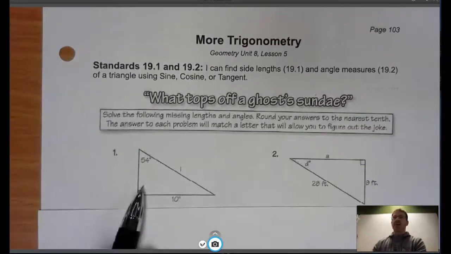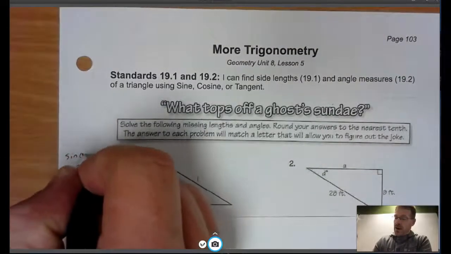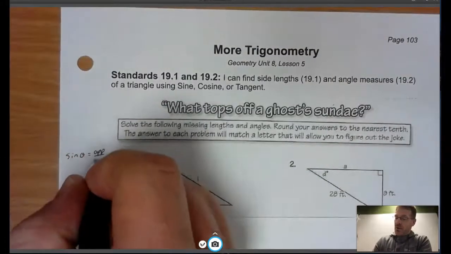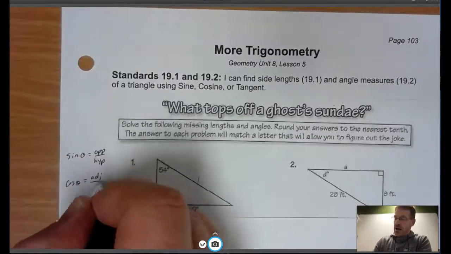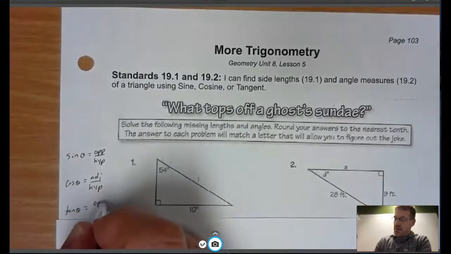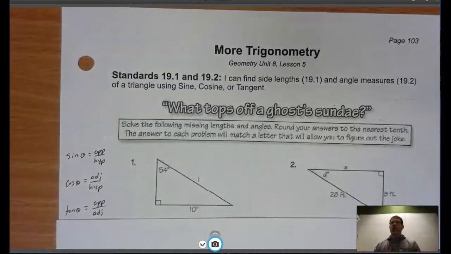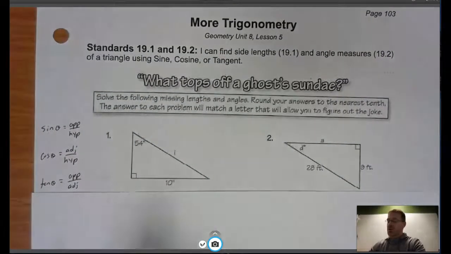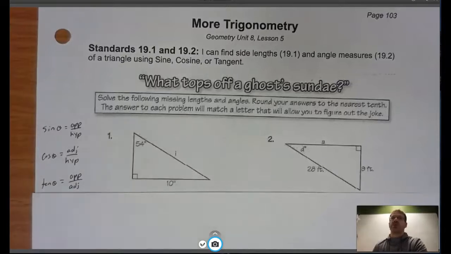Once again, remember that we have our three main trig functions, and I'm going to write those right here. Sine of theta is opposite over hypotenuse. Cosine of theta is the adjacent side over the hypotenuse. And tangent of theta is the opposite side over the adjacent side. We're looking for one of those three relationships, and remember, those only work in a right triangle. So the first thing I always look for is, do I have a right triangle? If I do, I can use one of these three relationships.